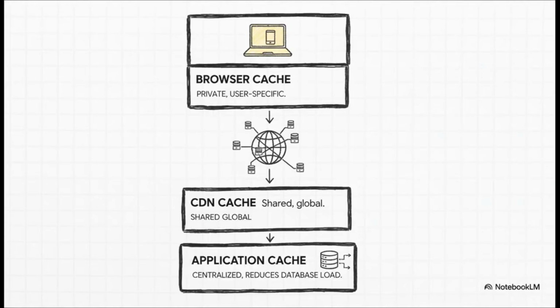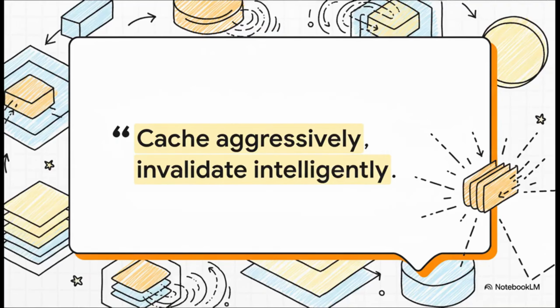So, let's recap the whole system. You've got the browser cache, a private copy just for you. Then you've got the global CDN cache, a shared layer that crushes network latency for everyone. And finally, you have the centralized application cache, which acts as a shield for your database. Each layer works together, and each one solves a different performance bottleneck. And that brings us to what is really the golden rule of any high-performance system. The goal is always to cache as aggressively as you possibly can, for as long as you can, but you have to have a really smart, precise strategy for clearing that cache the very instant the underlying data changes.